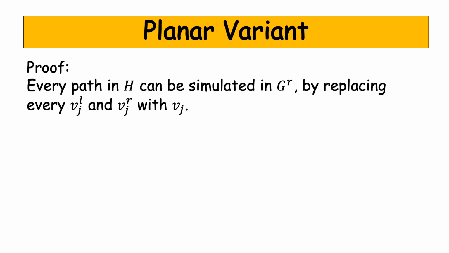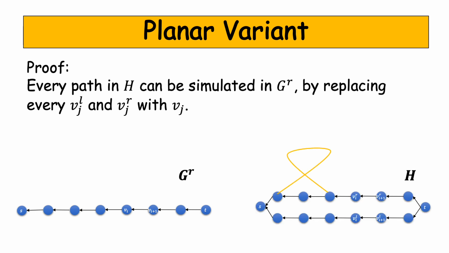So let's prove this theorem. The idea is that every path in H can be simulated in GR. What I mean by this is, consider the yellow path in the graph H. We can simulate it in the graph GR by replacing every node vjL and vjR with vj.